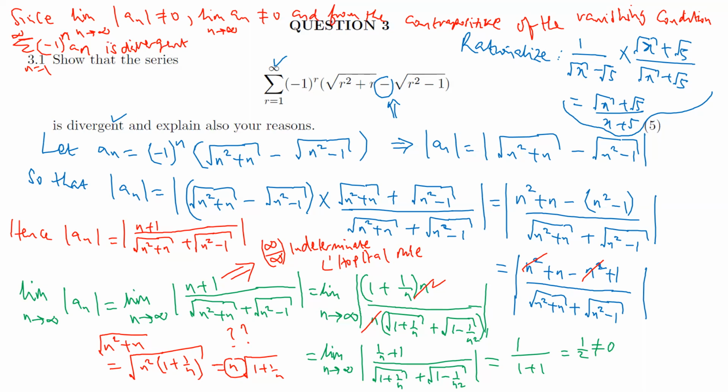It's divergent. Since the limit is not 0 and the limit of a_n is not 0, and from the contrapositive of the vanishing condition, this series is divergent. So they said show that the series is divergent and explain all your reasons. And we've shown that.